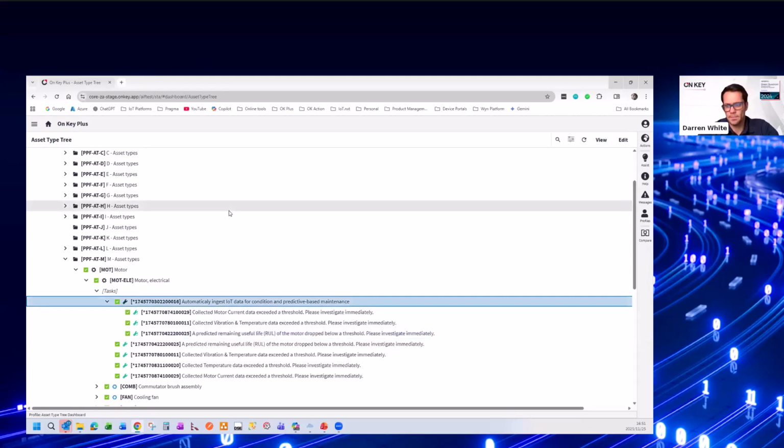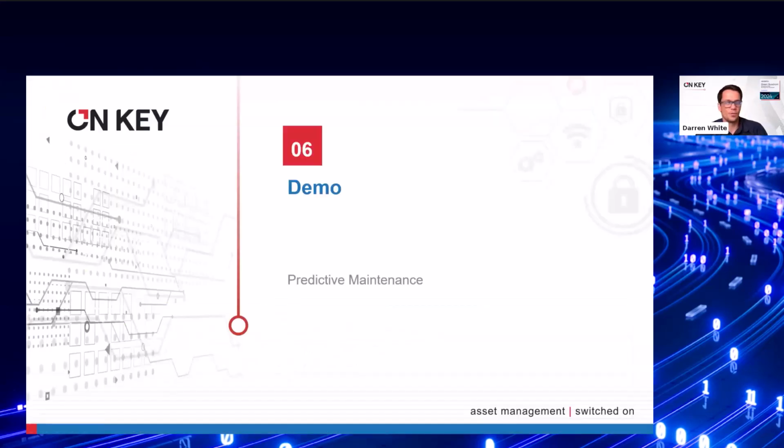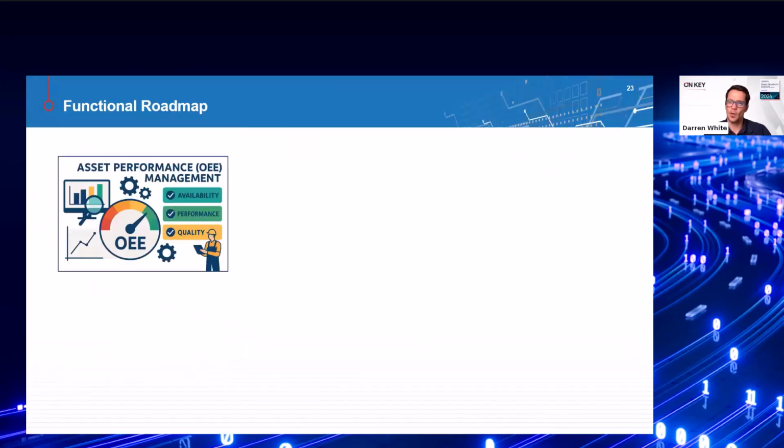Okay, but let's just jump back to the presentation. That was the end of the demo. Let's just go back to where I stopped. I hope you enjoyed the demo, but let's move on to the roadmap. So what are our immediate next plans in terms of features that we plan to develop and make available within the On Key system? So the first one over here is asset performance management.